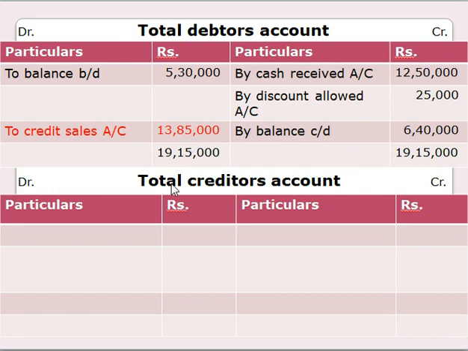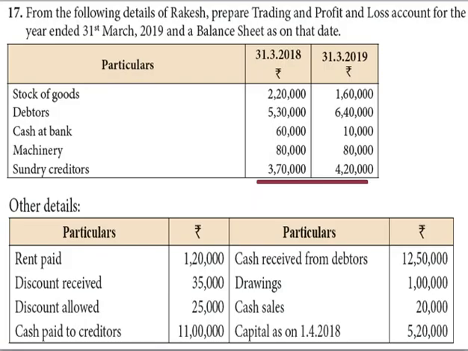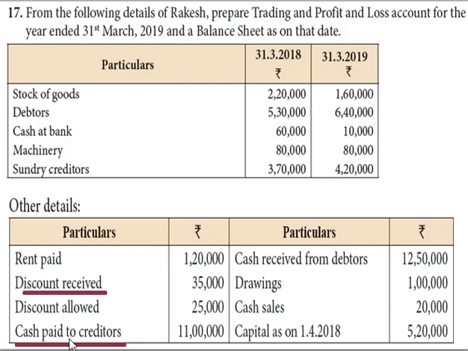Next, we want to find credit purchases. For the calculation of credit purchases, we have to use the total creditors account. This is the format for our total creditors account. The amount for opening creditors is 3,70,000 and the amount for closing creditors is 4,20,000. Now we want the amount for cash paid and discount received. The amount for cash paid to creditors is 11 lakh and the amount for discount received is 35,000.